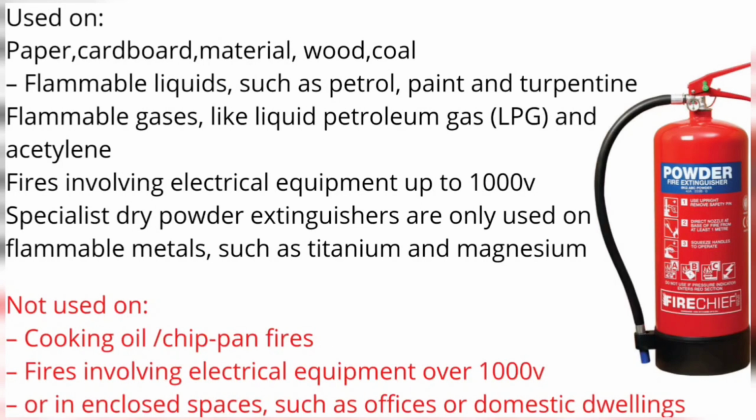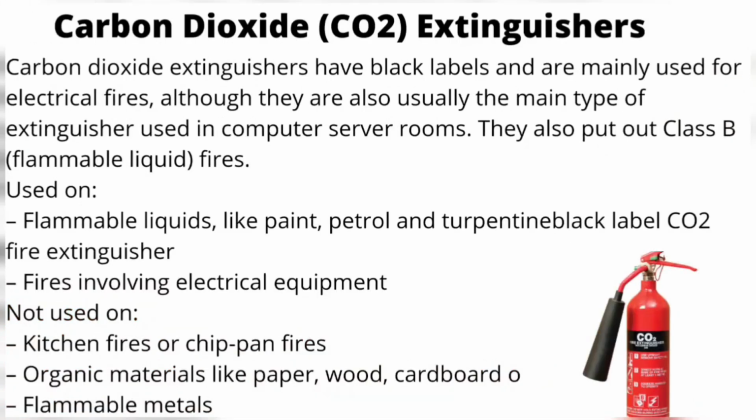Used on paper, cardboard, wood, coal, plus flammable liquids like petrol, paint and turps, plus flammable gases like liquid petroleum gas, LPG, and acetylene, plus fires involving electrical equipment up to 1000 V. Specialist dry powder extinguishers are only used on flammable metals, such as titanium and magnesium. Not used on cooking oil, chip pan fires, fires involving electrical equipment over 1000 V, or in enclosed spaces, such as offices or domestic dwellings.